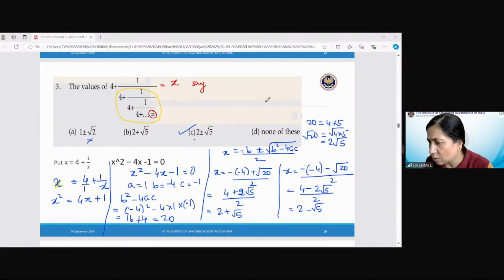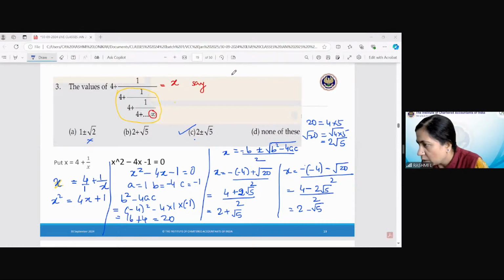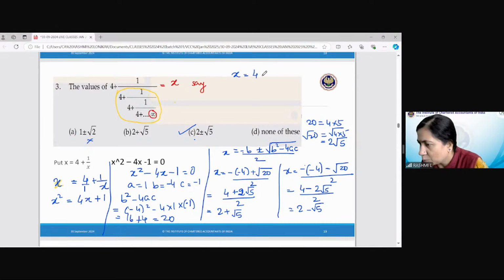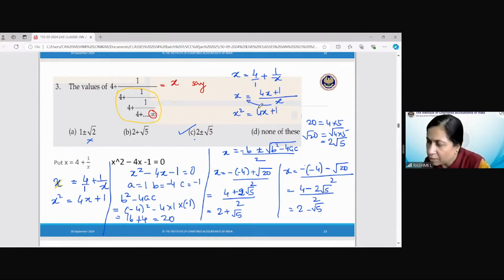How did the square come? Look, you will have to brush up a little bit of math. x is equal to 4 plus 1 upon x. So what will happen on the right hand side? I take the LCM. x is equal to, upon x, so 4x plus 1 becomes the LCM. Now I cross multiply, so this x goes to the other side. x square is equal to 4x plus 1. Now I have to bring everything to this side. So x square minus 4x minus 1 is equal to 0.